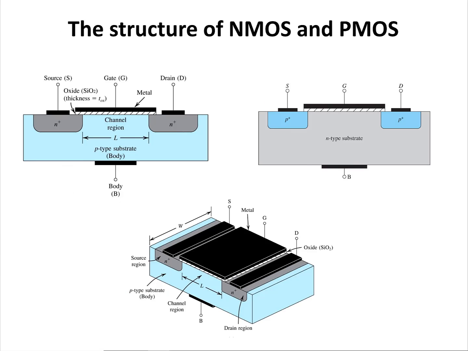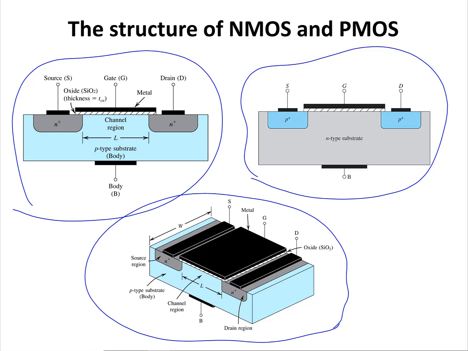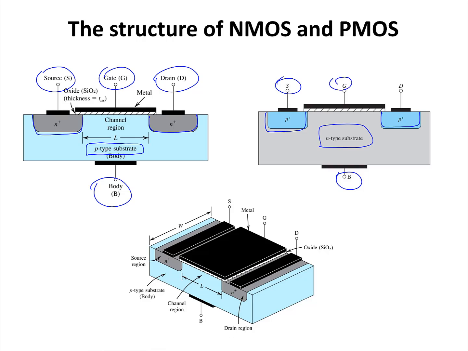Here are the cross-sections of NMOS and PMOS transistors, as well as a 3D picture of an NMOS transistor. So this is our NMOS and this is our PMOS transistor, and this is the 3D picture of an NMOS transistor. In an NMOS transistor, the substrate is made using a P-type semiconductor, and there are two wells built using N-type semiconductor. In a P-type MOSFET, the substrate is N-type and the wells are P-type semiconductors. Both of them have four terminals: gate, drain, source, and body.